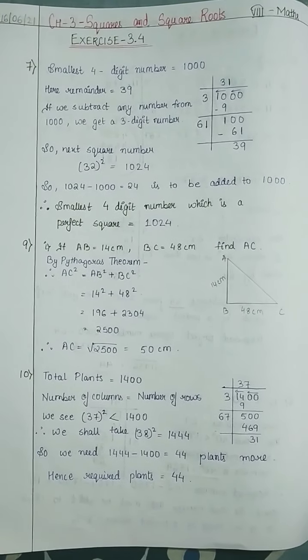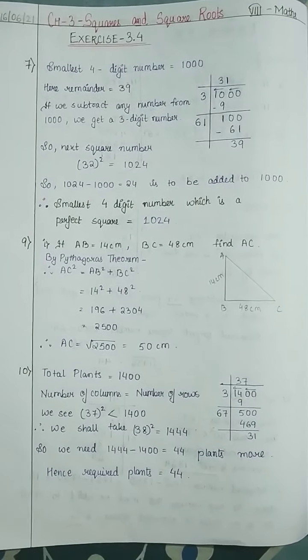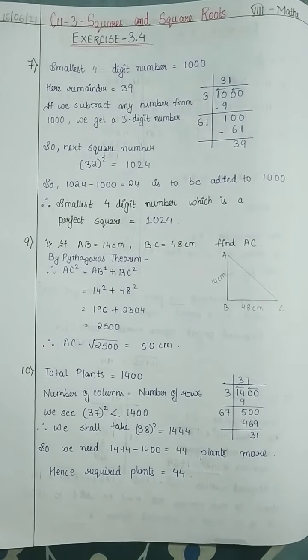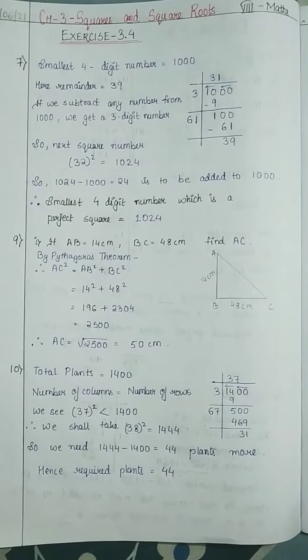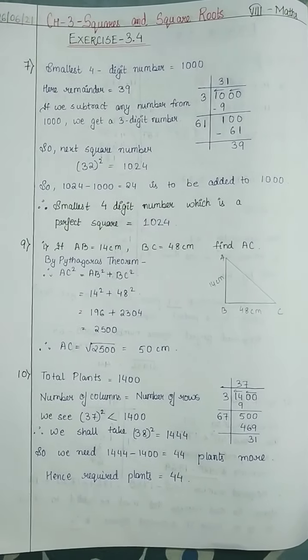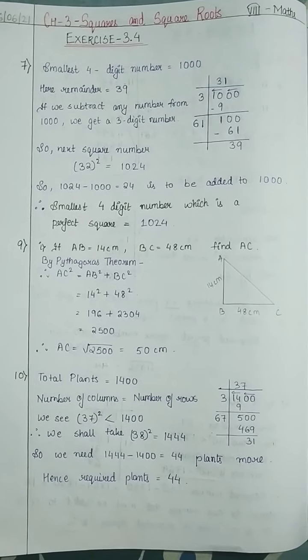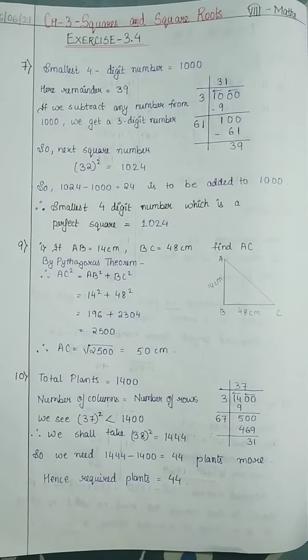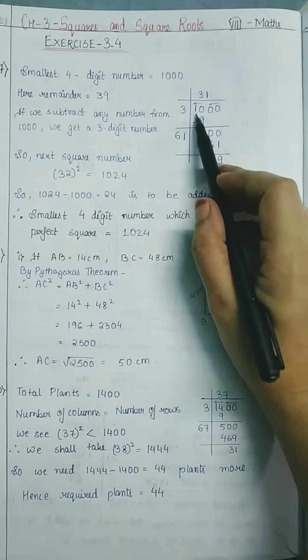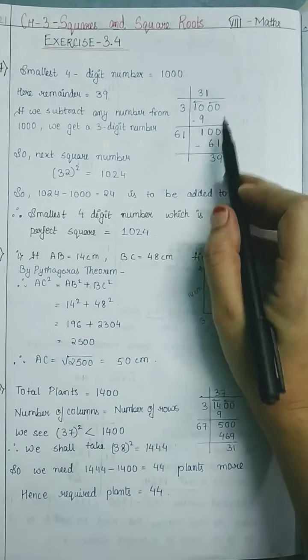Okay, so question number 7. Here it says we have to find the smallest 4-digit number which is a perfect square. So first of all, again you will do it by the division method. We will find what is the square number that is less than 1000. After solving it, 3 3s are 9. After dividing in 2 bars, 3 3s are 9, 100.